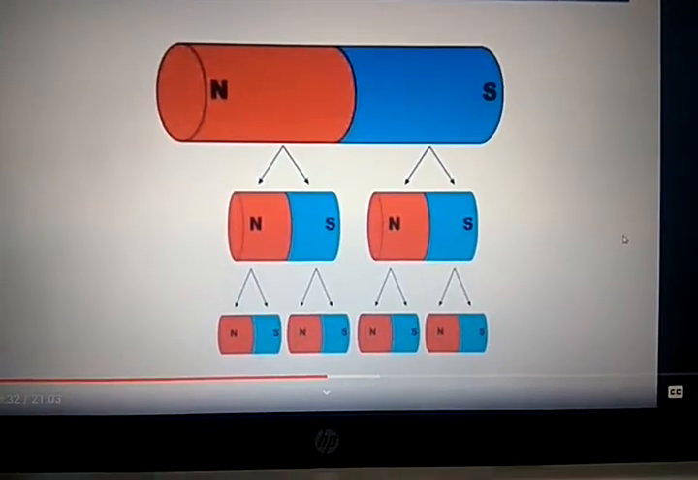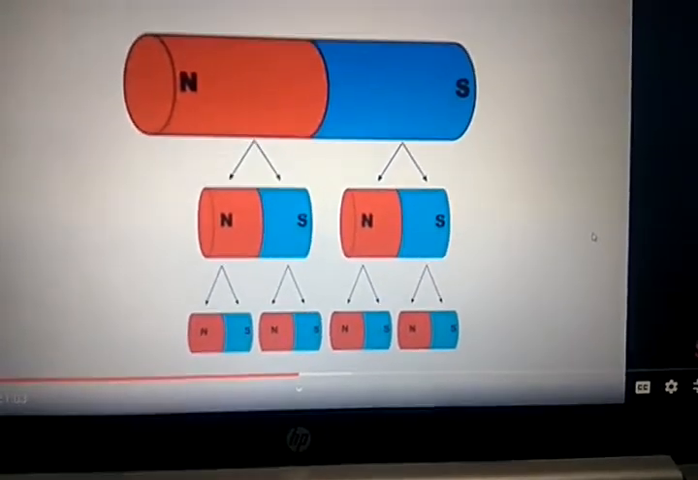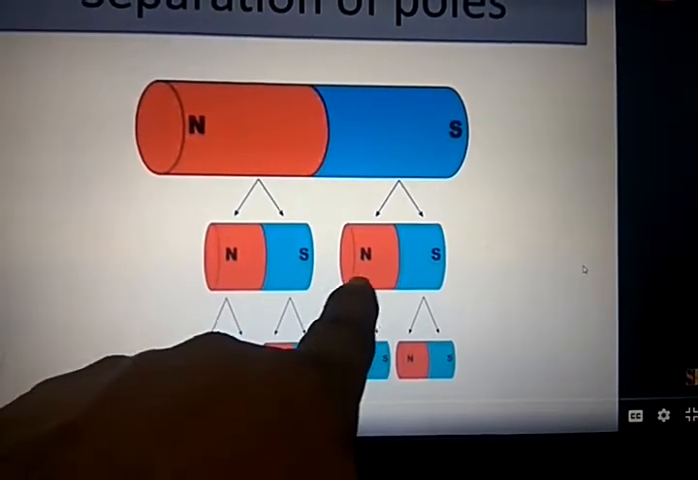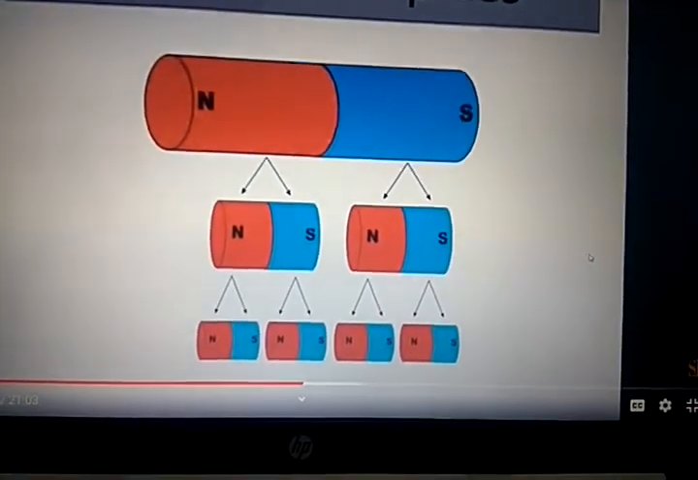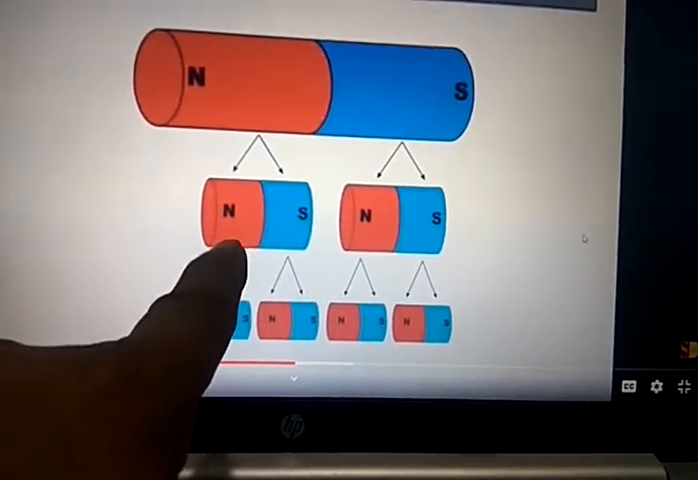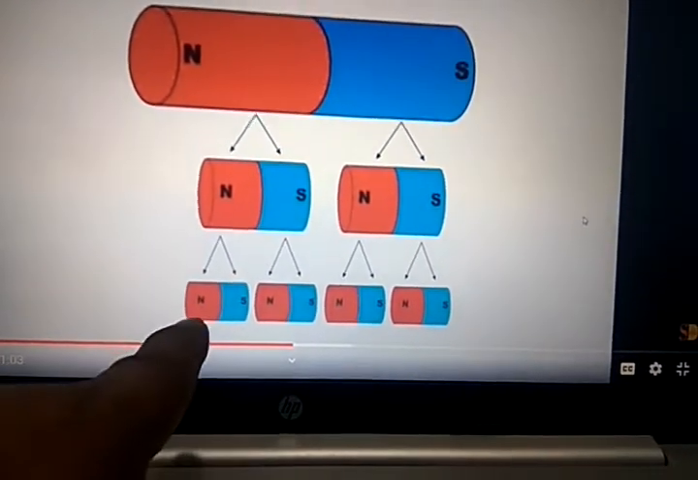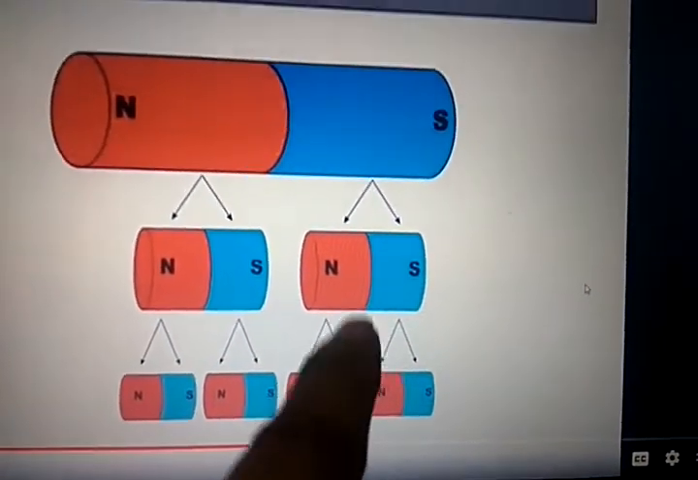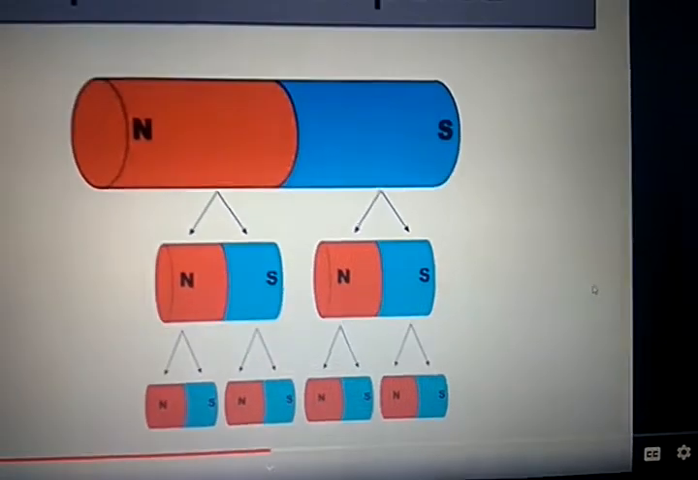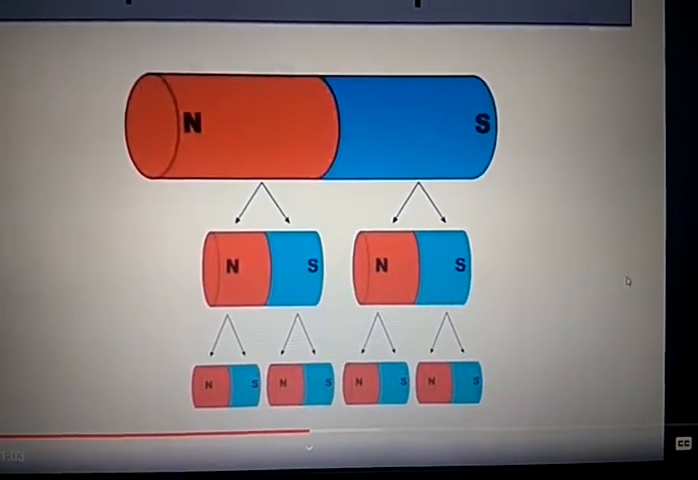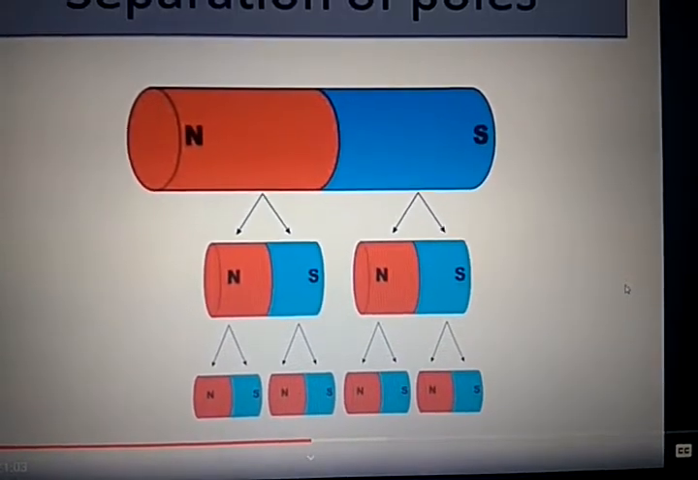You see here, when we divide one magnet into two parts, it has north and south pole. Each part attains north and south pole. Again this piece of magnet is divided into two parts. Again it has two poles, north south, north south, north south, right? So a magnet always has two poles, north and south pole.